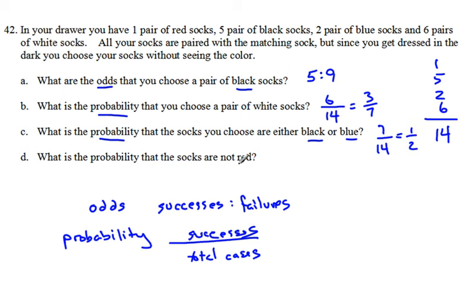Our last one, probability socks are not red. Well, I've got 1 pair of red socks, so not being red, well, there's 13 ways to do that out of a total of 14. And again, that was probability. So notice all the probabilities had 14 in the denominator. Odds are where I had to subtract from 14 to find my number of failures.